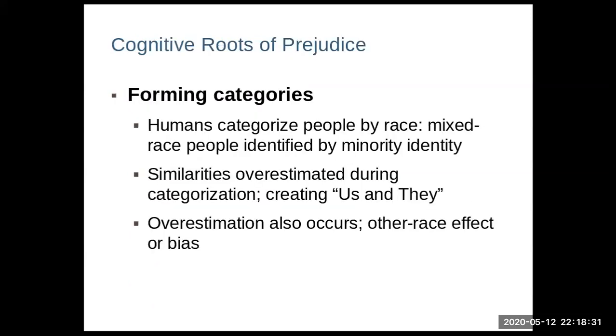So again, part of this idea of stereotyping is that we automatically categorize. We categorize people by race. That black guy, that Mexican girl, that Asian person, right? When you're trying to explain what somebody looks like, we categorize people by race. That's one of the ways that we've always identified people.